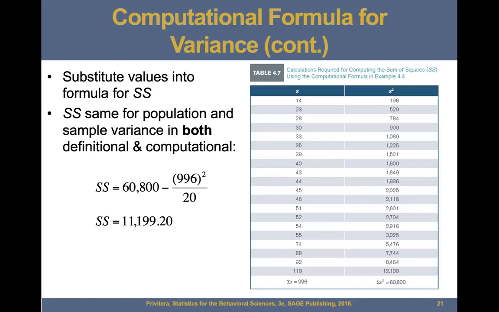Substitute values in the formula for the sum of the squares. So you see we have these right here. We have all of our x values and we have our x squared. The sum of the squares is the same for the population and sample variance, in both the definition and computational formulas. So the sum of all the squares was 6,800 minus 996, which is the sum of all the values, squared, over 20 values. So the sum of the squares is equal to 11,199.20. Is that making sense? Just kind of looking at it on the slides.